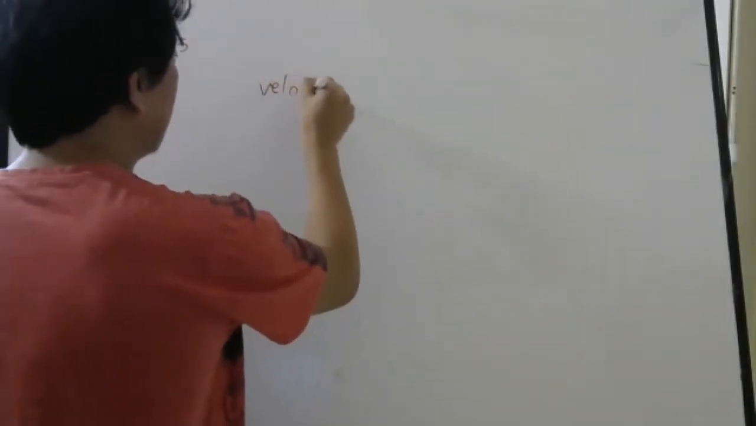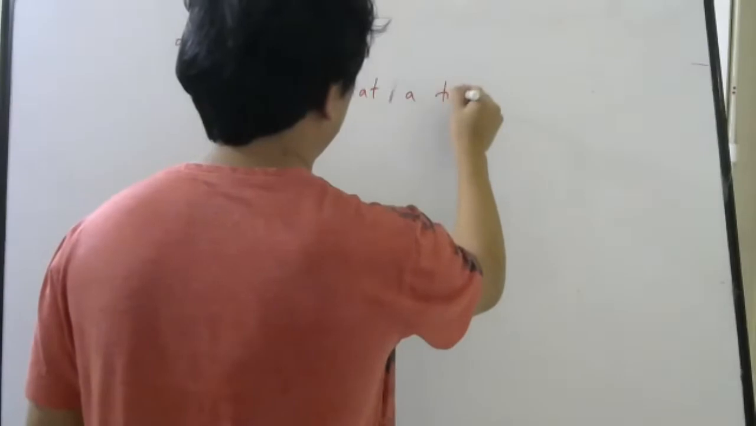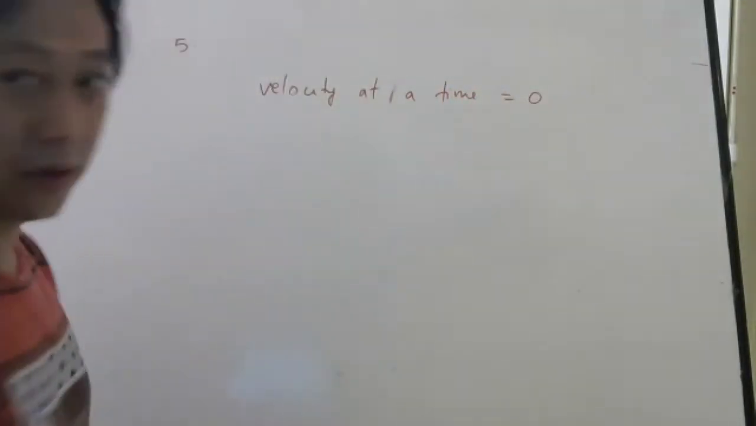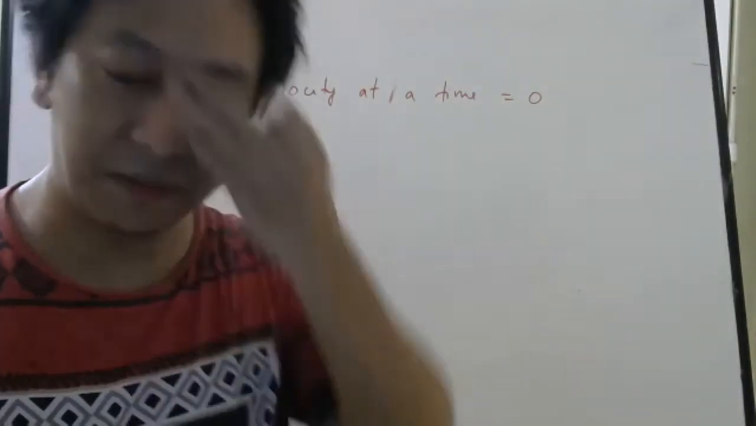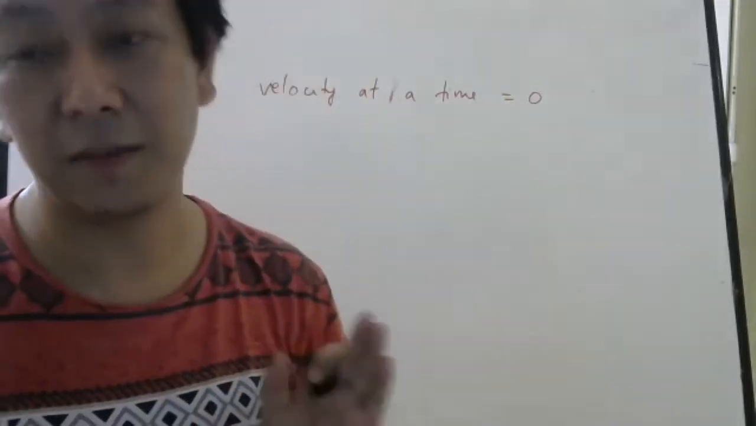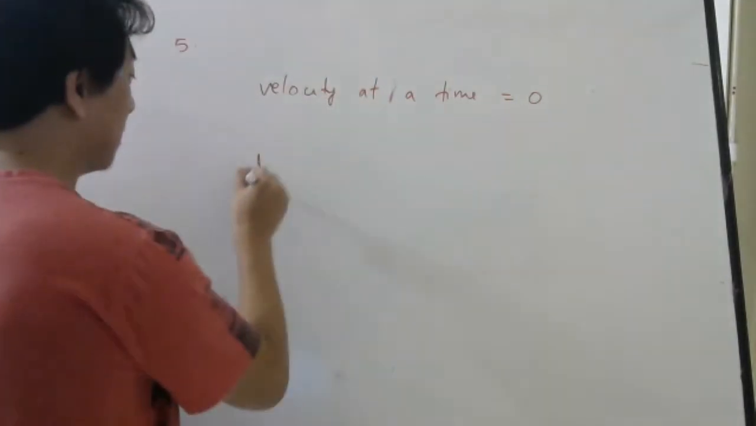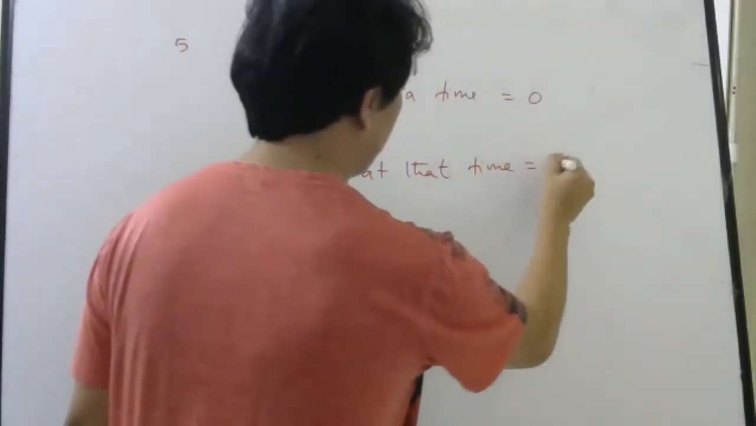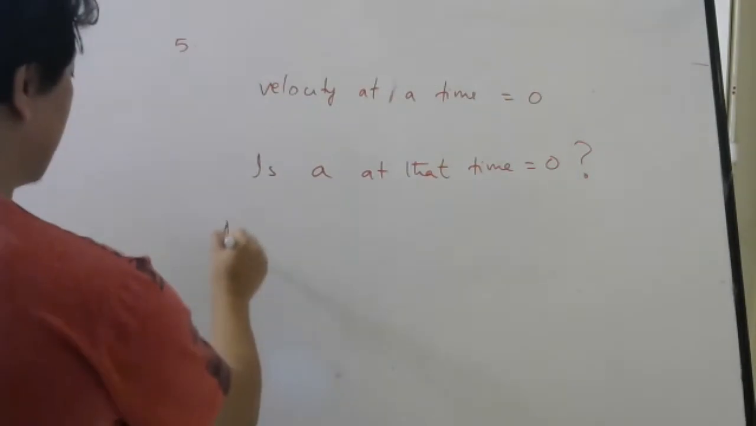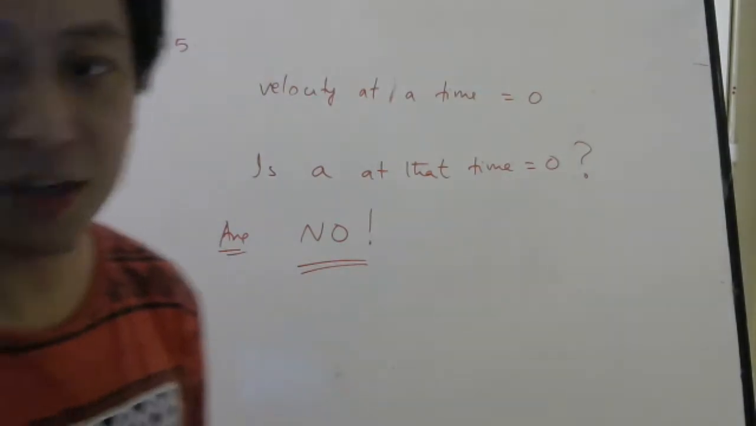So look here. They are saying velocity at a time is 0. I know they did not use the full sentence. They just said velocity. But again and again, I'm saying when they use the word velocity only, it means instantaneous velocity. So velocity at a time is 0. So is acceleration at that time also 0? They are asking. Answer is not necessary. It is not necessary that it has to be 0.